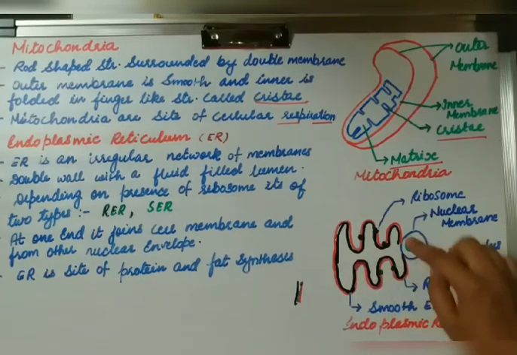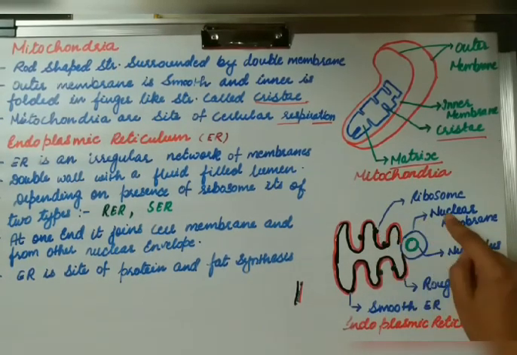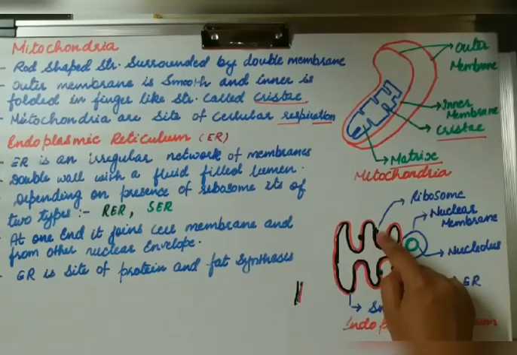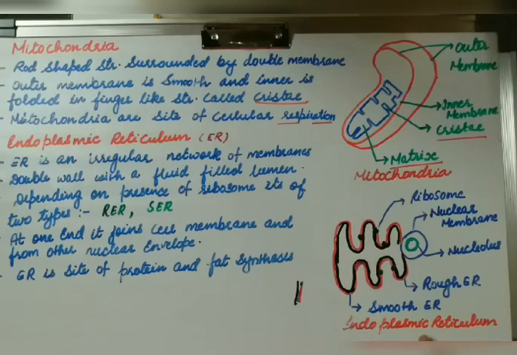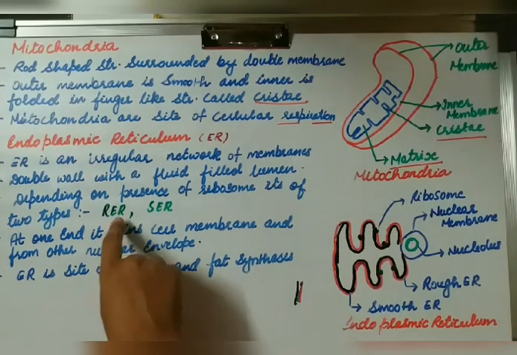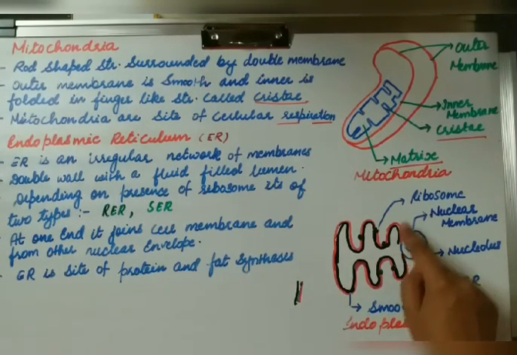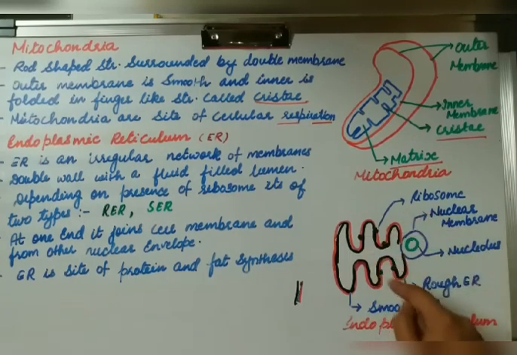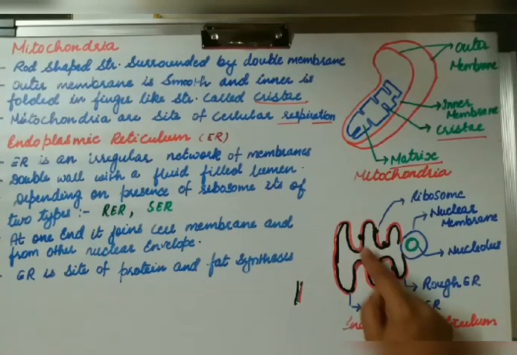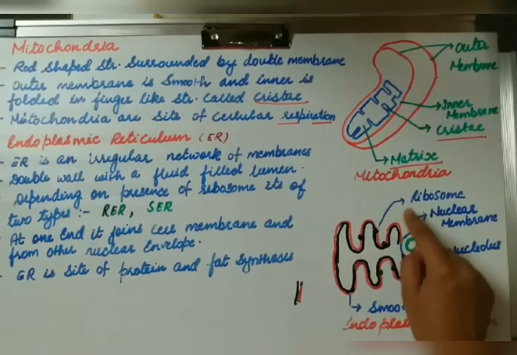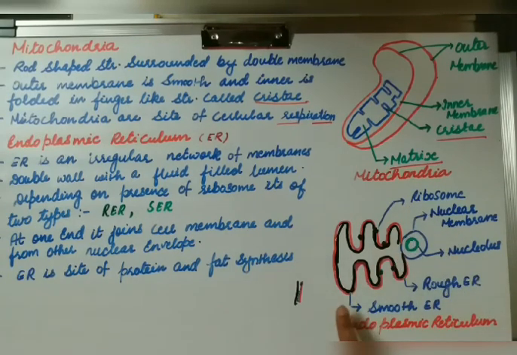Depending on the presence of the ribosome, this granular-like structure which you are seeing is known as the ribosome, the endoplasmic reticulum is of two types, that is your RER and SER. RER, that is your rough ER, and SER, that is your smooth ER. RER is that portion in which the ribosomes are present. The surface of the ER on which the ribosomes are present is known as the rough endoplasmic reticulum, whereas that surface of the endoplasmic reticulum on which this granular structure ribosome is not present is known as the smooth ER.